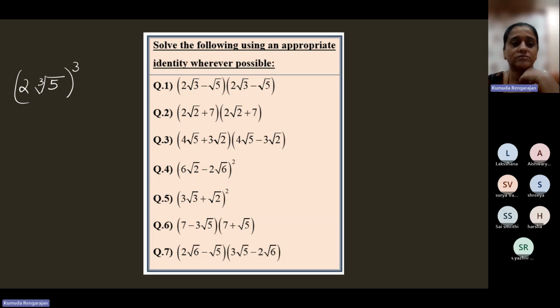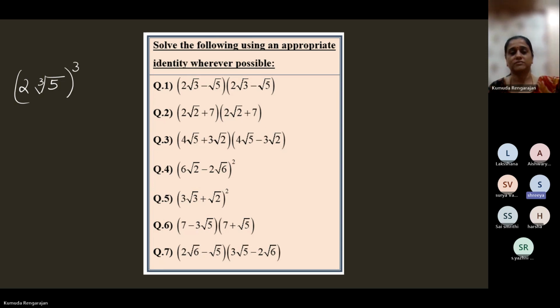Hi, Smriti, is it? No, ma'am, Lakshna. Oh, Lakshana. Okay, okay. Okay. 40. Let's just wait for the others to process. I'm also getting 40, ma'am. 40. Okay. Can you explain how, Shreya? Just a second, ma'am.